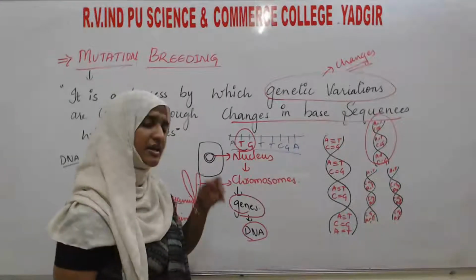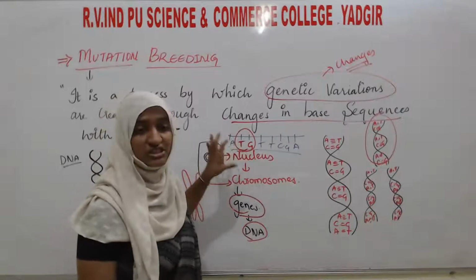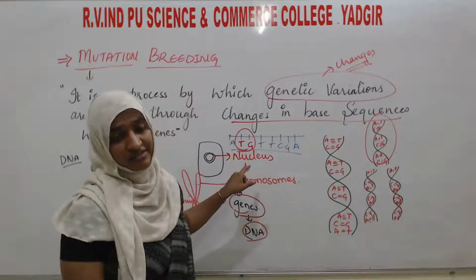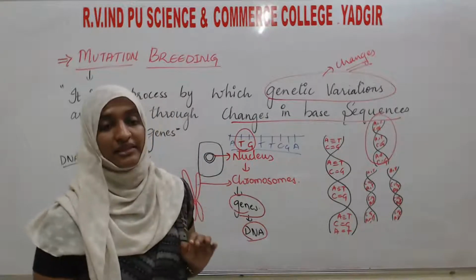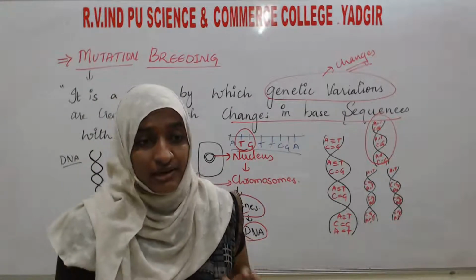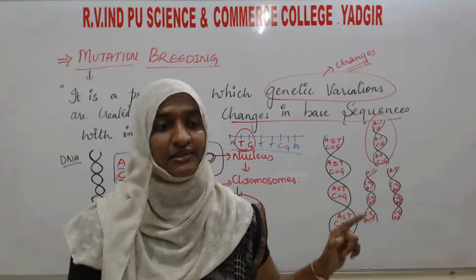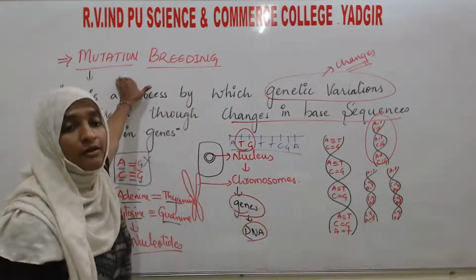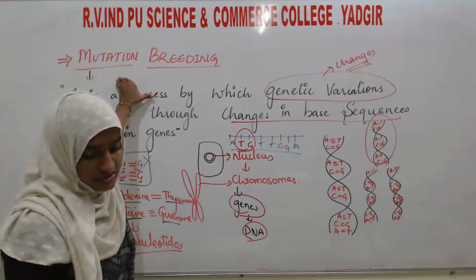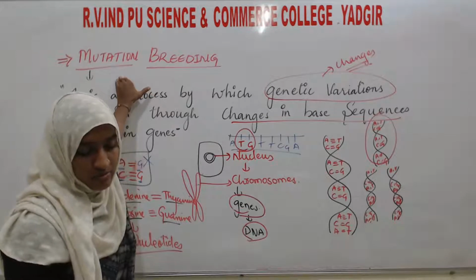Not only in the plant, in every cell there will be certain changes if there is a change in the base sequence. If changes or variations occur at the genetic level due to the change in the base sequence, that process is known as mutation. What is it known as? It is known as mutation.